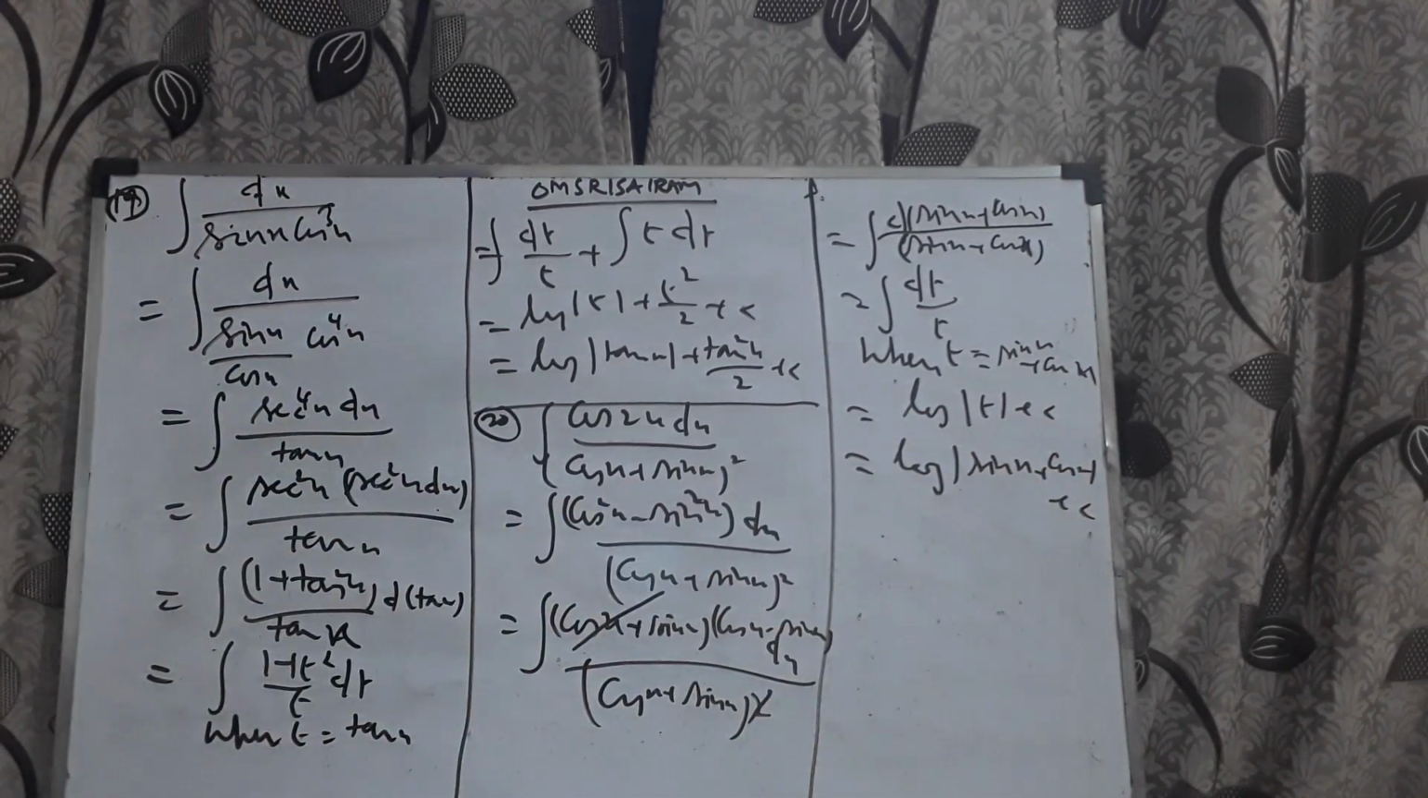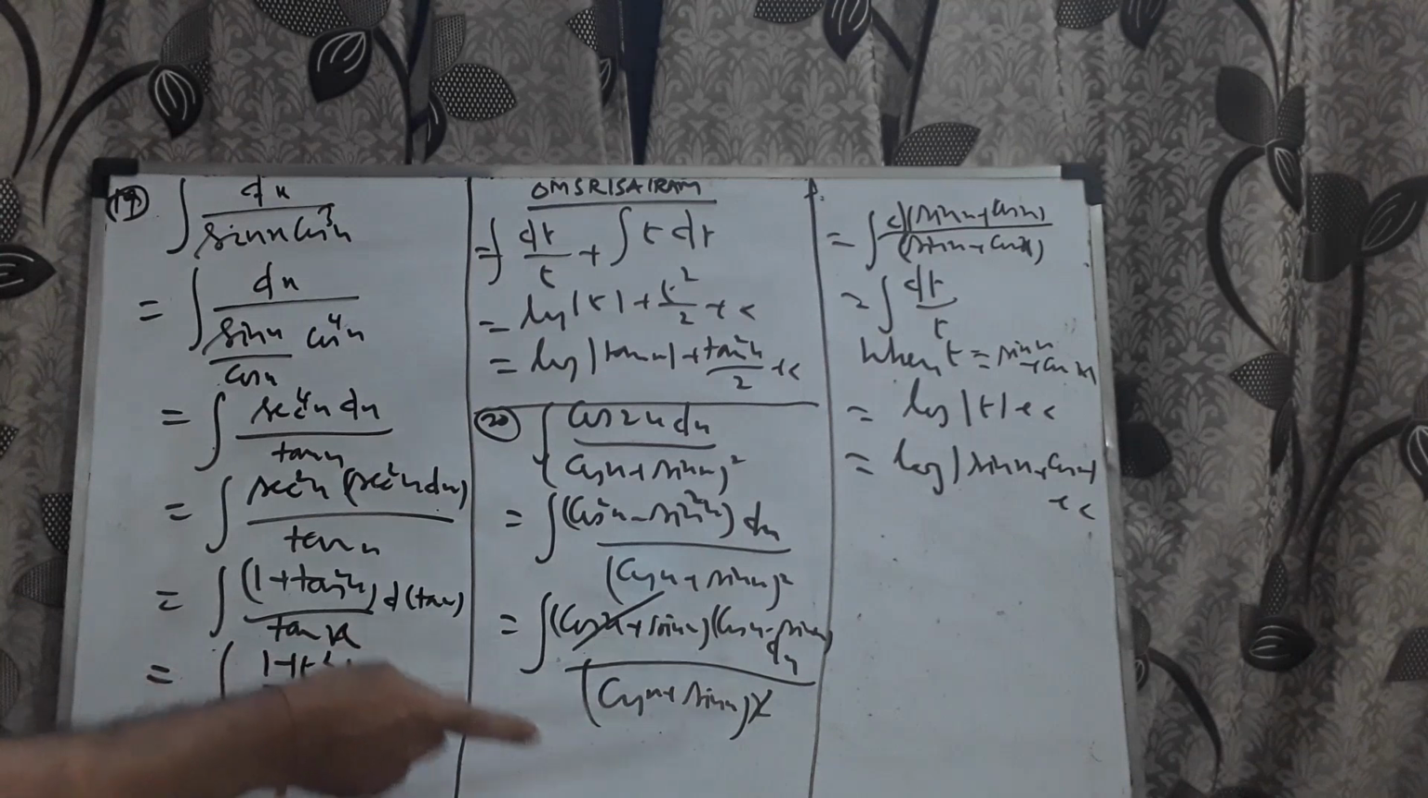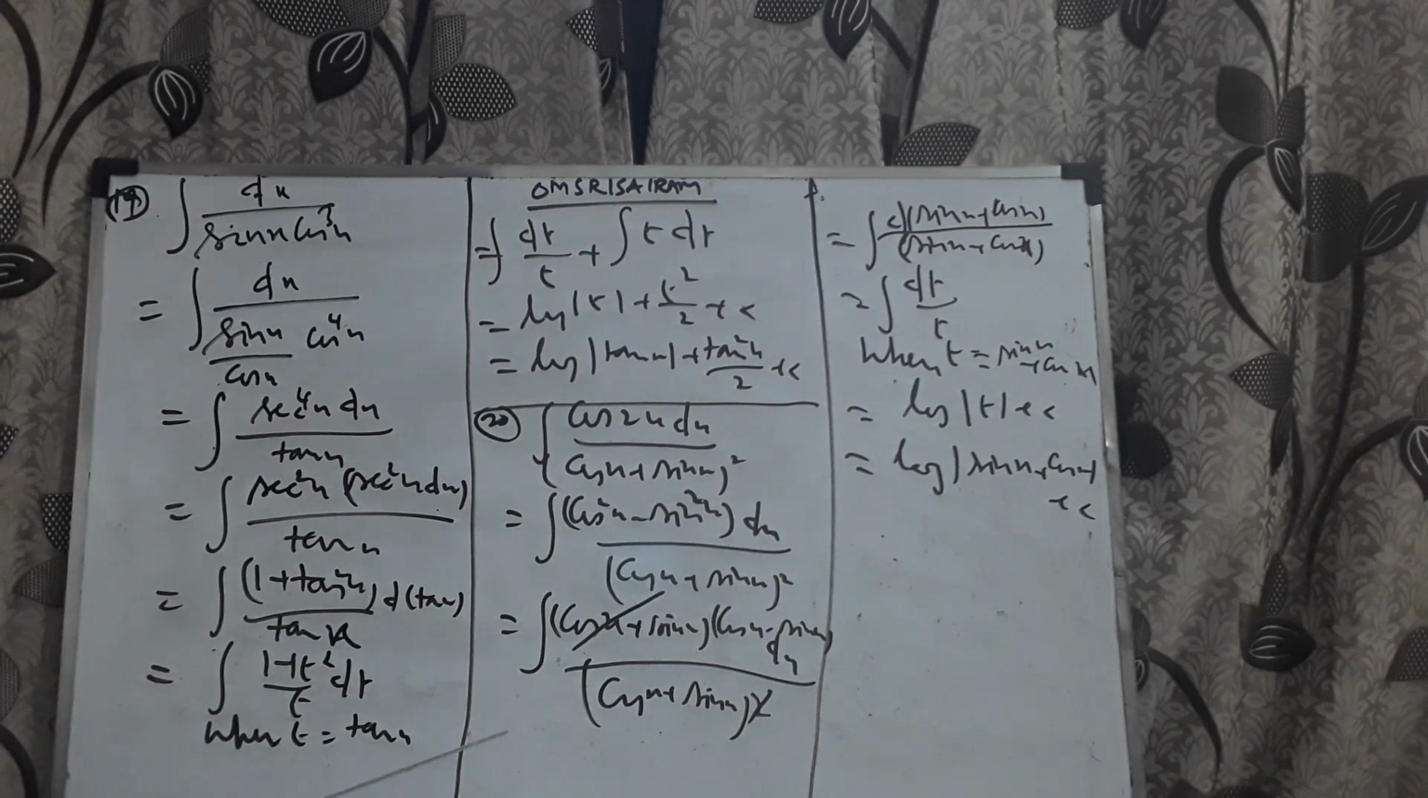Let me just repeat the whole process. Integral cos 2x dx by (cos x plus sin x) whole square is the question given to you. I will use the direct first formula for cos 2x, which is cos square x minus sin square x. I am just using the formula of a square minus b square in the numerator. I split it as (cos x plus sin x) into (cos x minus sin x). One cos x plus sin x gets cancelled. Cancelling the 2 means it becomes 1. I have a clear observation.